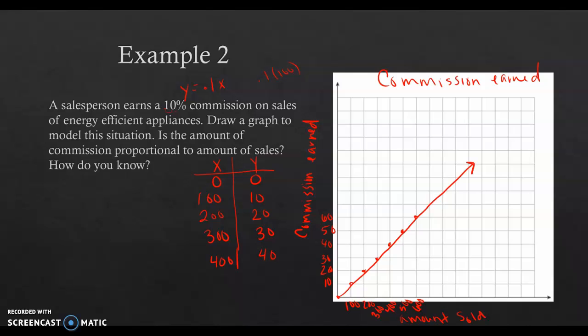It does ask, is the amount of commission proportional to the amount of sales, and how do we know? And if we use those two things we talked about at the beginning of the video, it has to start at (0, 0), and it has to grow the same amount each time, right? Constant rate of change. Then the answer to that is yes, it is proportional. And again, it's because we start at (0, 0) and have a constant rate of change, or a constant of proportionality is what Math Excel is going to say.